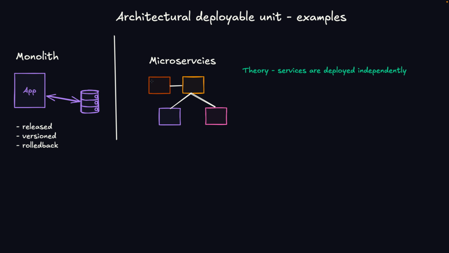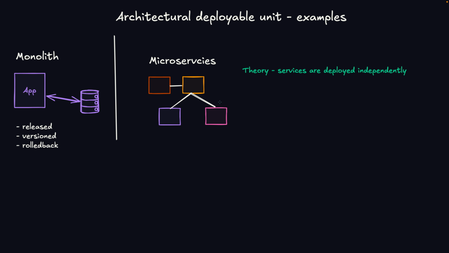So for example, assume that this microservices architecture is for an e-commerce site. So we have this component responsible for product listing, and this component responsible for payment, and this component responsible for communication like sending emails and SMS.